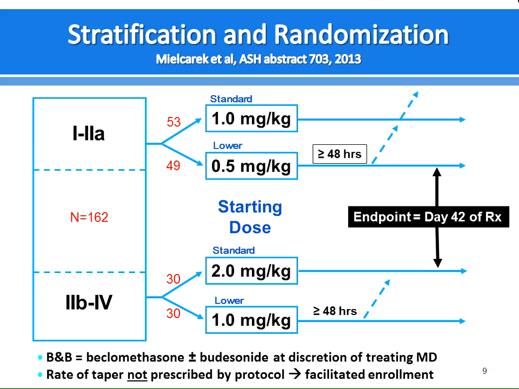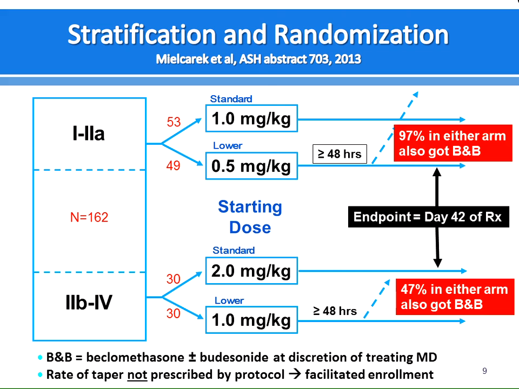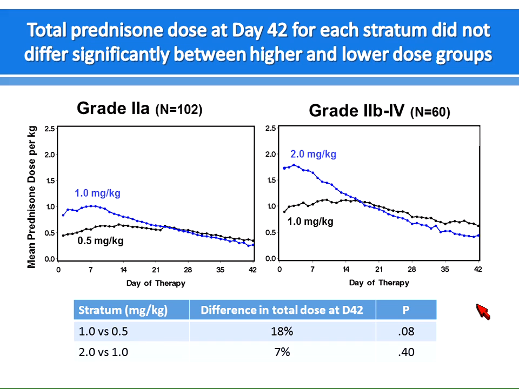And what is an important caveat is that in this lower dose strata, almost all of the patients in Seattle get topical gut steroids, budesonide and beclomethasone. And in the more severe grades of GVHD where they got the higher dose randomization, about half of them got B&B. So this is what we found.